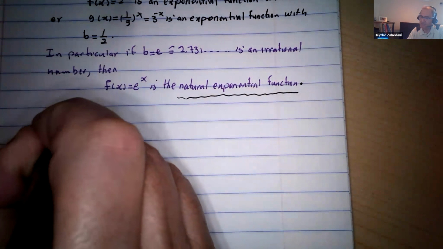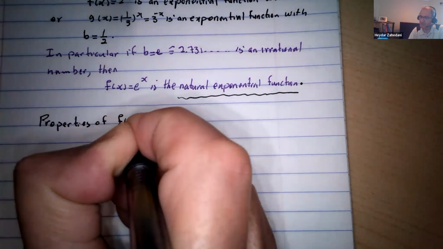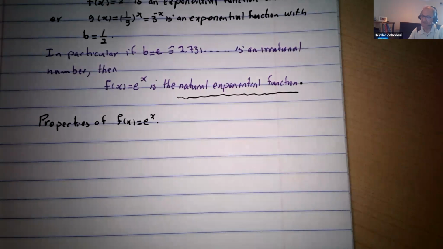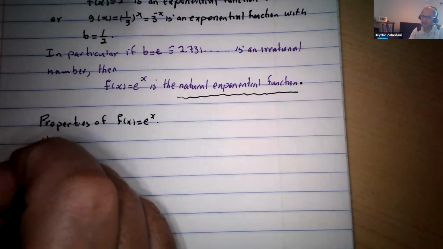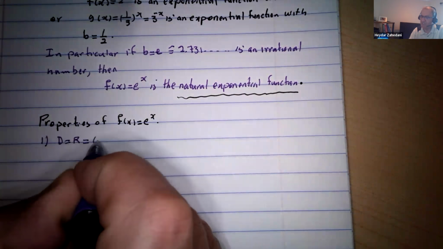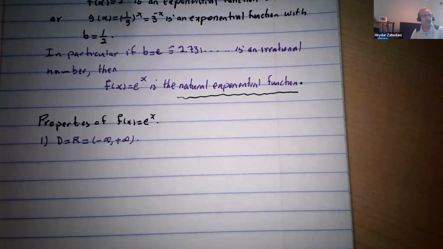So let's check some of the properties of this function. What are the properties of the natural exponential function f of x equal to e to the x? The first property is the domain. The domain of this function is all real numbers, because we already talked about it. Because you can find any exponent you like. Of course, you have to use your calculator anytime you want to work with the natural exponential function. Okay, so the domain is going to be R. So it's defined for all real numbers.